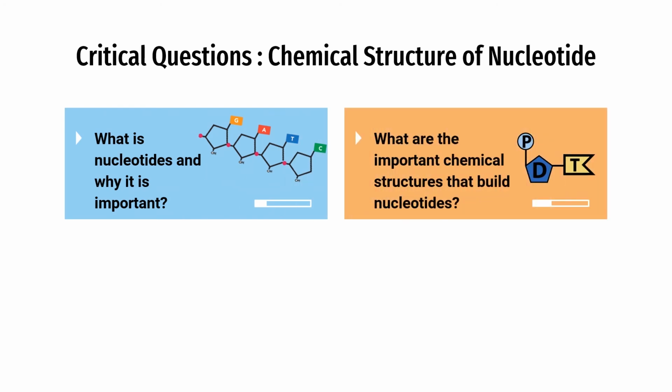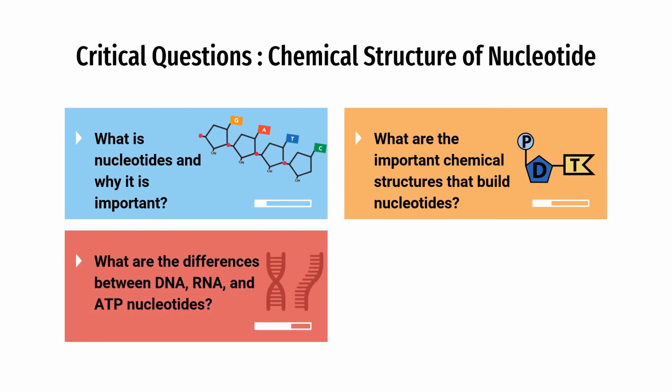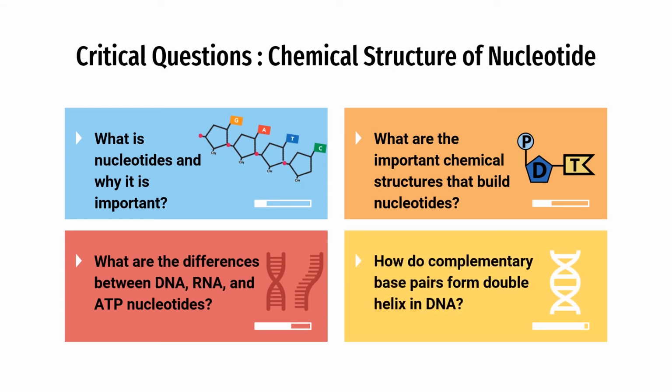2. What are the important chemical structures that build nucleotides? 3. What are the differences between DNA, RNA, and ATP, and how do nucleotides form them? 4. How do complementary base pairs form the double helix in DNA?